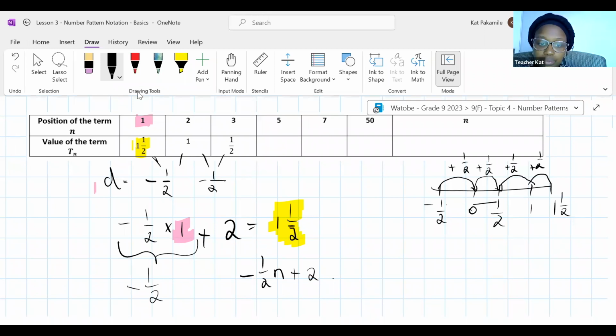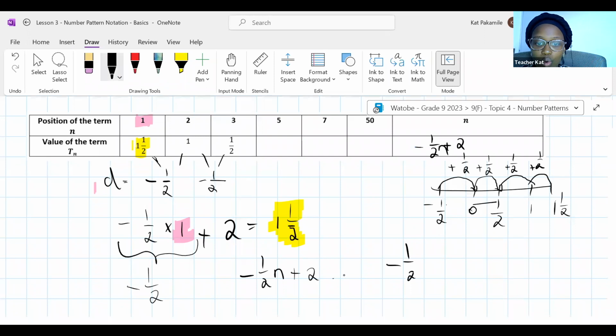So this is equal to Tn. So this goes there. Okay. And it's going to be negative a half plus 2. Now let's fill in 5, 7, and 50. N. Ooh, I forgot n. Guys, negative a half n. I'm doing n again instead of 5. Let me do the correct notation. We are learning Tn notation after all.